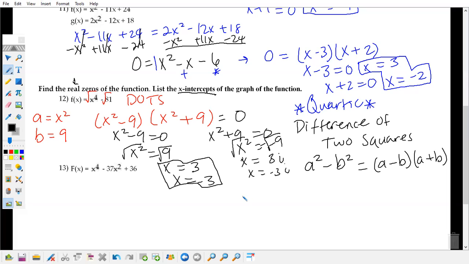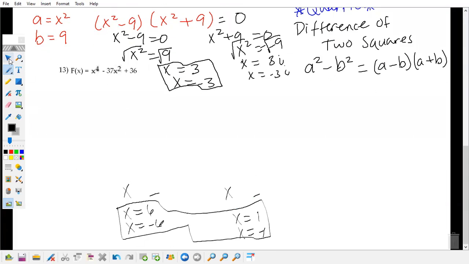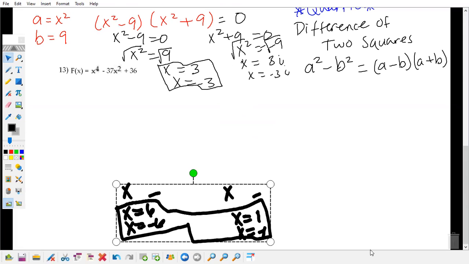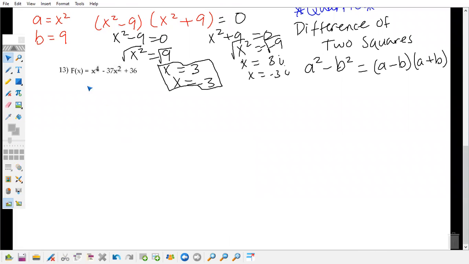All right, the last problem is to show you how using quadratics still is applied. So notice here how we have x to the 4th minus 37x squared plus 36. Essentially, all we did was double our x's, right? So instead of x squared and x, we have x to the 4th and x squared. That means it's going to work the same. So it's going to still be working like it's a quadratic, but instead of 2 solutions, we can have up to 4 solutions, okay?